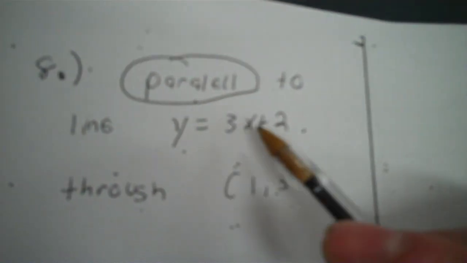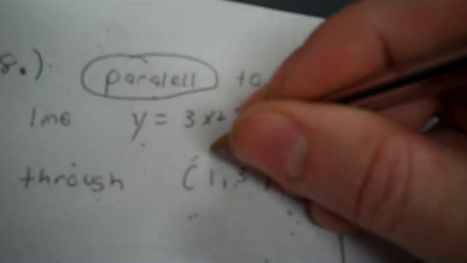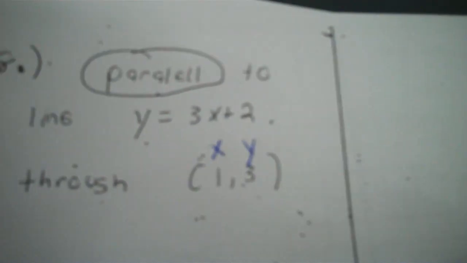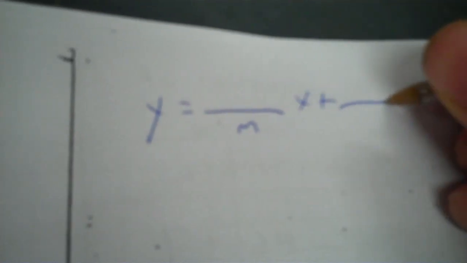Now, 8 and 9, we're trying to accomplish the same thing. We need to write an equation that's parallel to the line y equals 3x plus 2, and my line equation also has to be when x is 1, y is 3. So I lay out my equation. We have to find our m and our b. Now remember, m is the slope and b is the y-intercept.